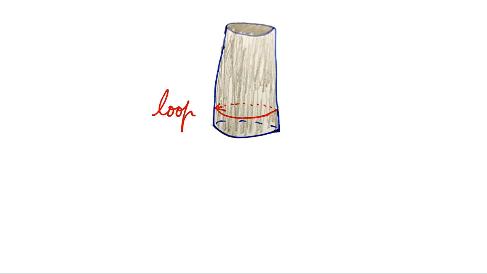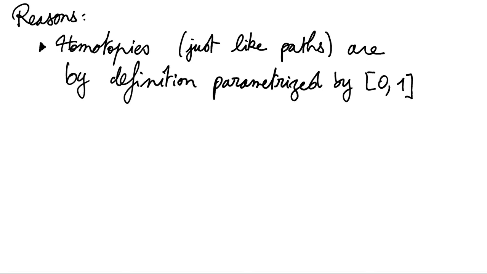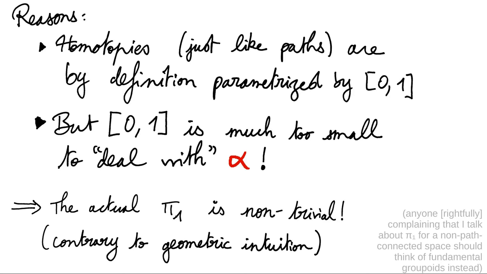Now, if you consider a loop around that very tall cylinder, it might happen that there's no way for a homotopy to deform it into the trivial loop. The reason is that, in some way, homotopies are just too short. Indeed, homotopies, just like paths, are by definition parametrized by the standard interval from 0 to 1. But that interval is too small to deal with spaces of large cardinality, like those constructed using alpha. This is the reason why that space isn't actually simply connected, and this is contrary to our geometric intuition.